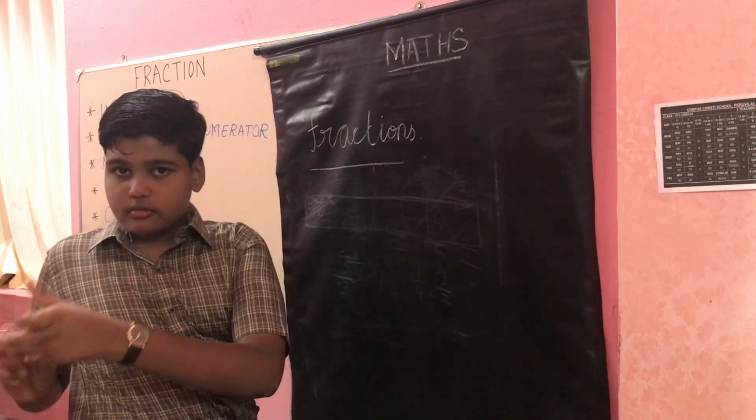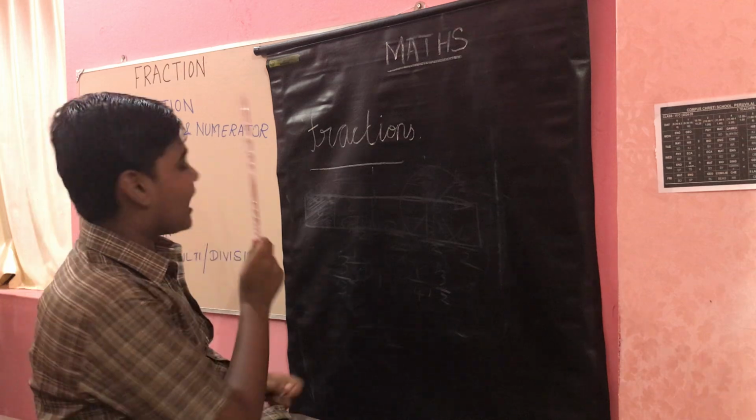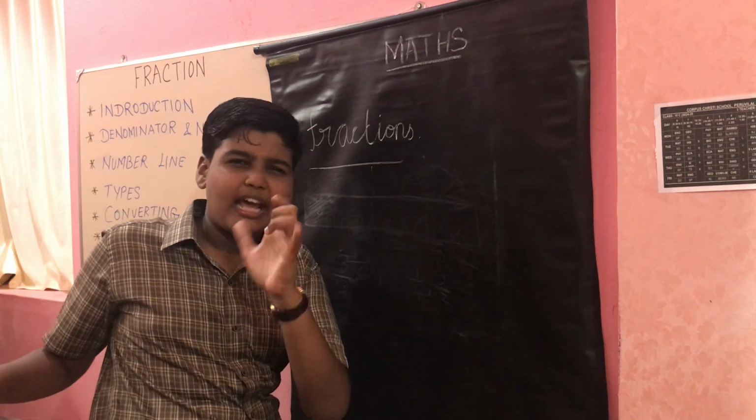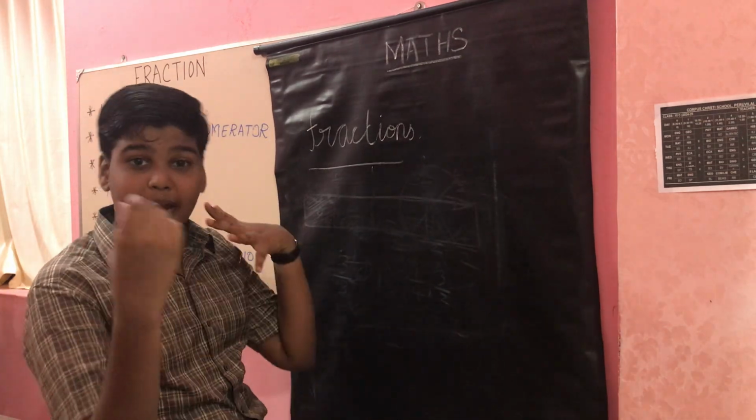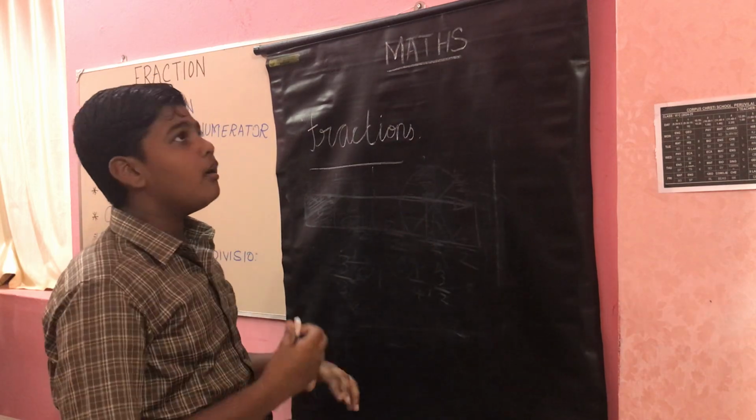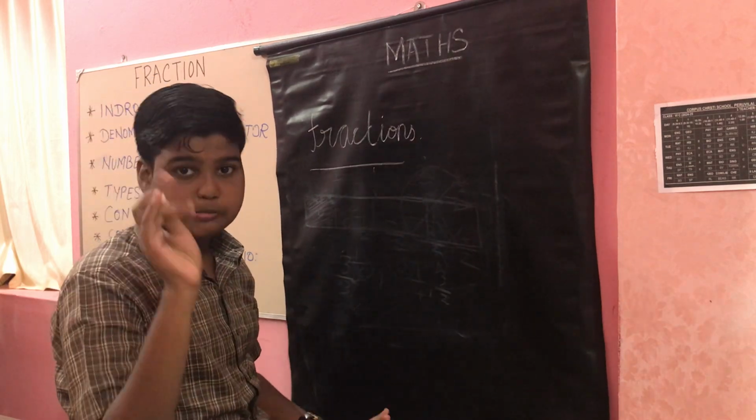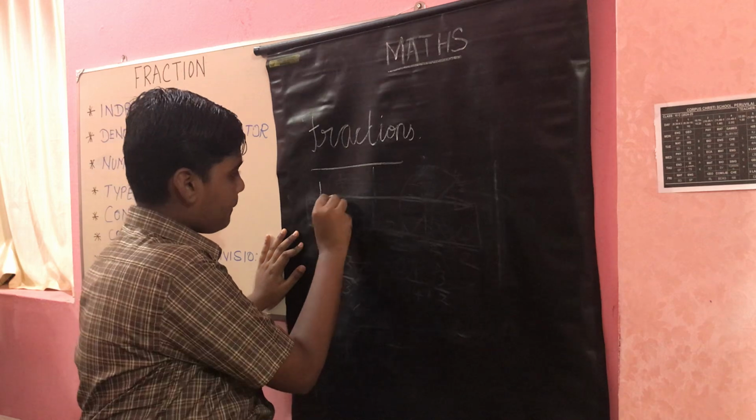Okay. The next is the types of fractions. Just a big pickle. No problem. I'll make it simple for you. Okay, now I'll take 5 types of fractions. 1 by 2.